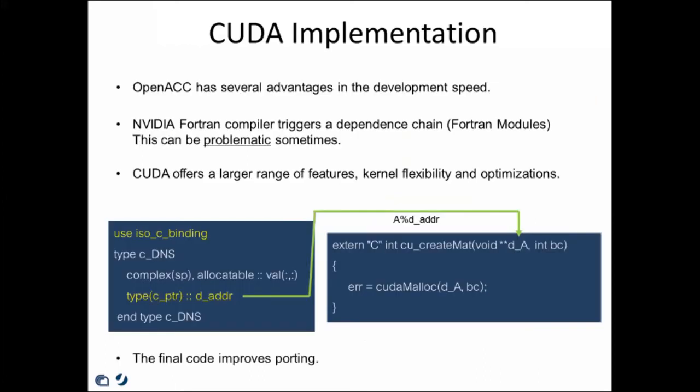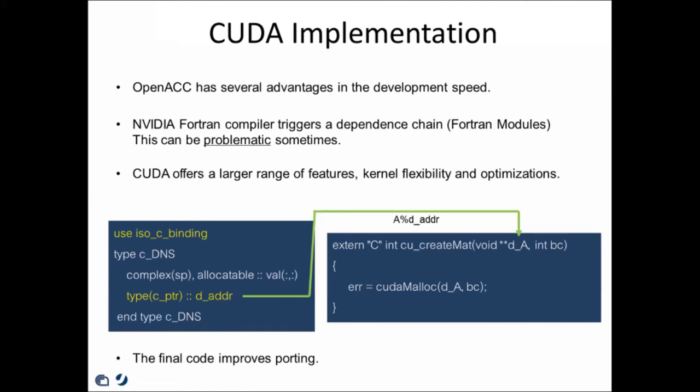Just a brief mention, if I have, this is basically the last slide. CUDA implementation, it was mentioned before. I mean, OpenACC has several advantages in the development speed, but can have some issues, especially when we are developing a library that should be general purpose and should possibly interface with different codes. And we don't want to have too much dependency on the PGI NVIDIA Fortran.